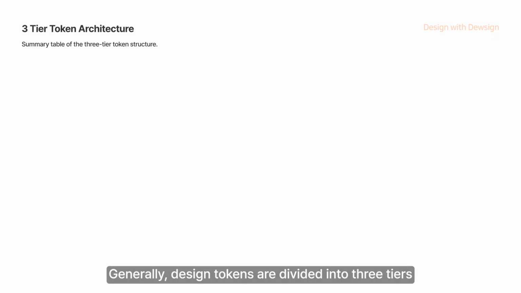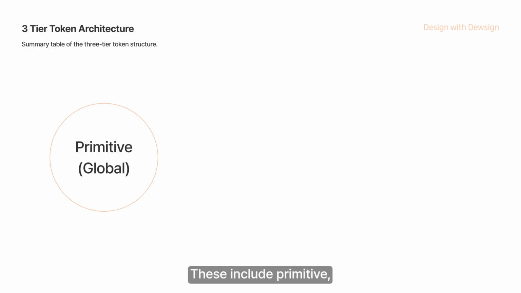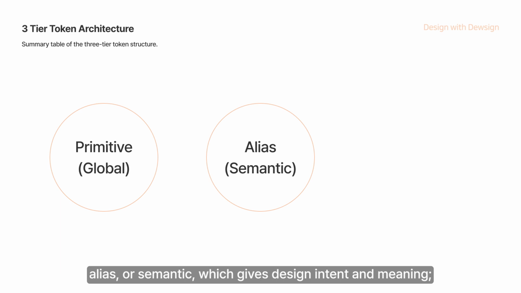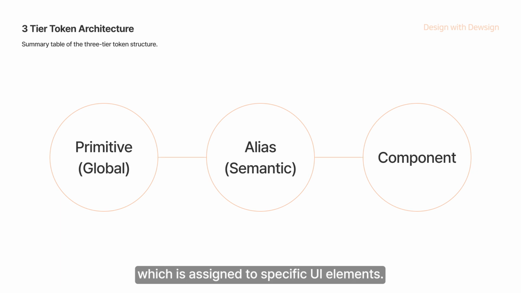Generally, design tokens are divided into three tiers for efficient management. These include primitive, which represents all available options, alias or semantic, which gives design intent and meaning, and finally, the component layer, which is assigned to specific UI elements. Let's break down the core characteristics and properties of each layer, one by one.